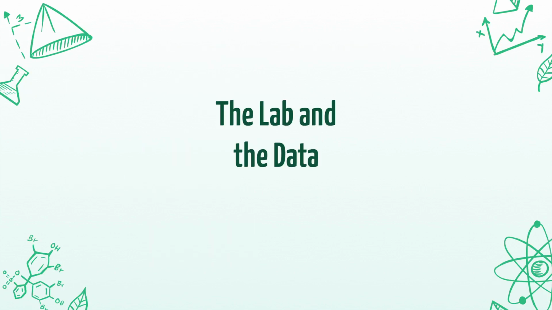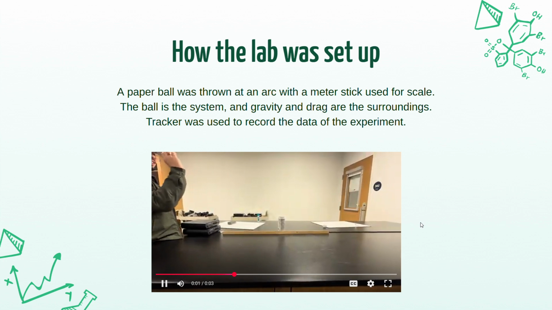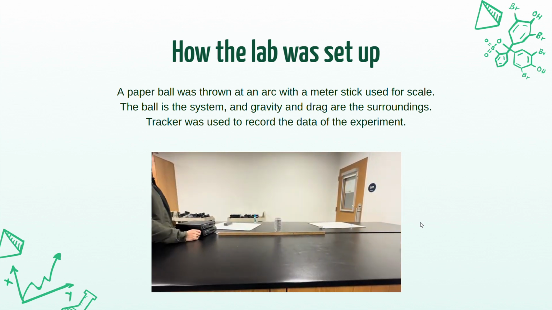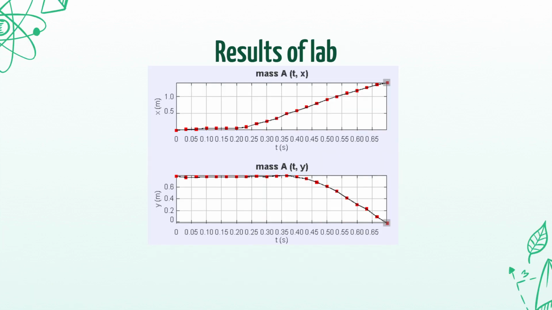So, to the lab and the data. The paper ball was thrown at an arc with a meter stick used for scale. The ball is the system; gravity and drag are the surroundings. Tracker is used to record the data of the experiment. And then here's a clip of the lab. And then here are the results we got from putting it into Tracker.